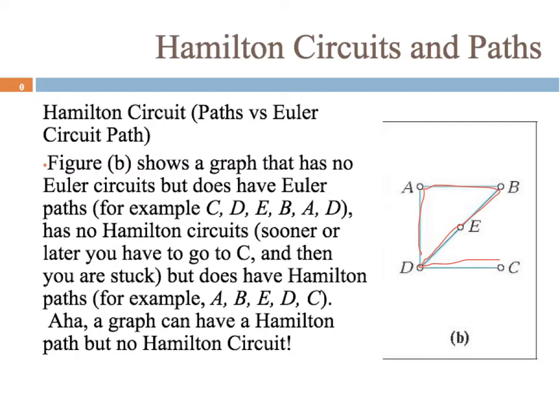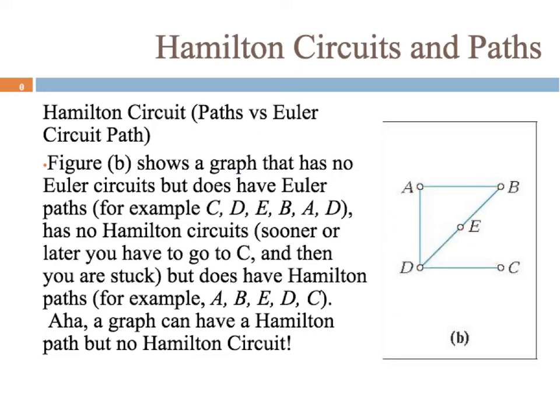And this also has no Hamilton circuits. So let me erase this really quick. Okay, because sooner or later you're going to have to go back to C, and let me show you what I mean by that. So if we were to start at C and then go to D, E, B, A. Okay, so we've hit all the vertices, but to get back to C, I would have to hit D a second time, so that wouldn't work.